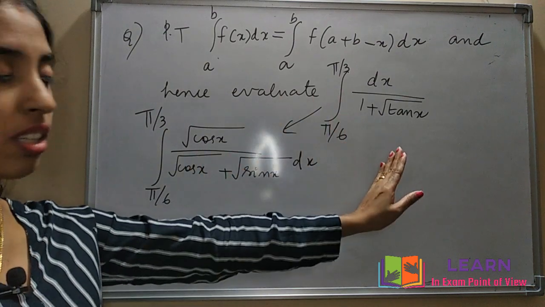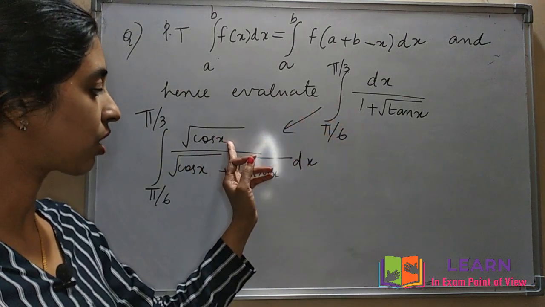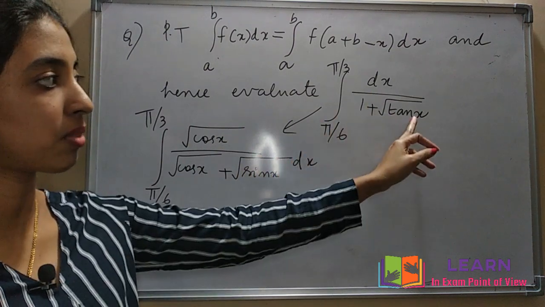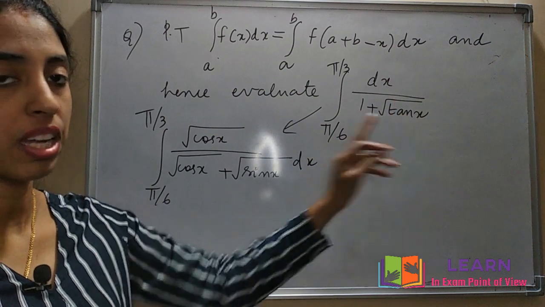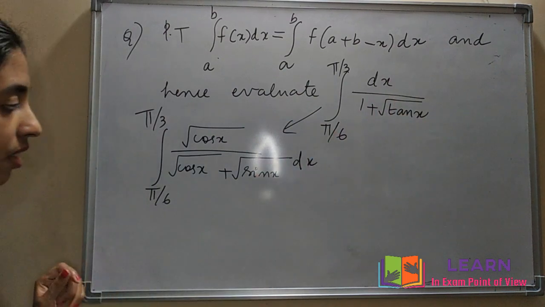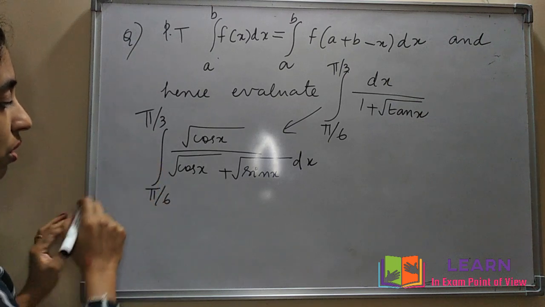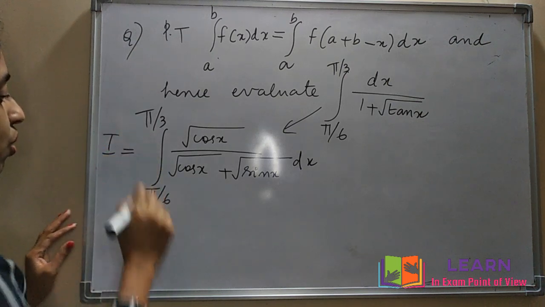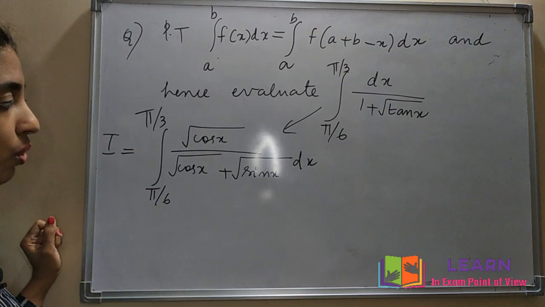Same thing, right? That is cos x by cos x, so 1 will come here. Cos by sin will come here, that is tan. Reverse, 1 by tan. The same thing can be written this way also. Now just assume this as I. Next, what can we do?